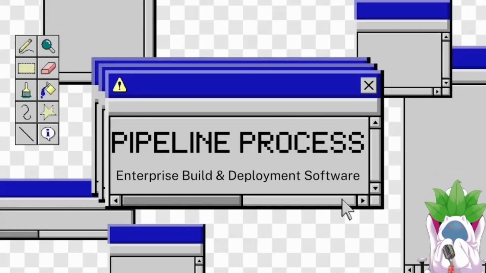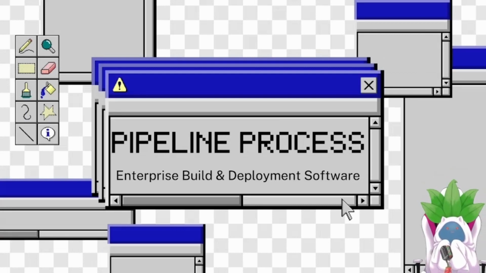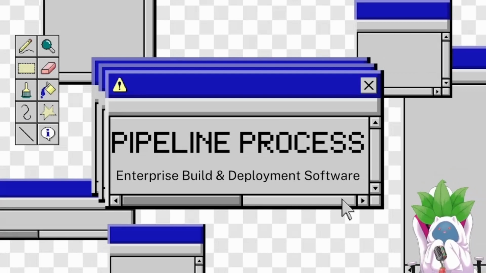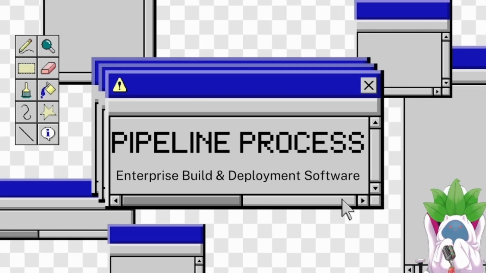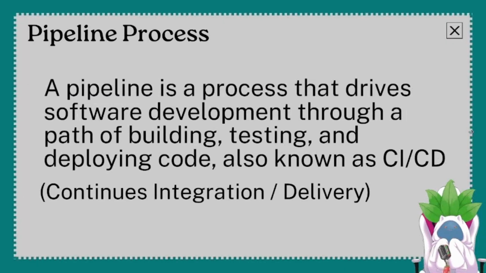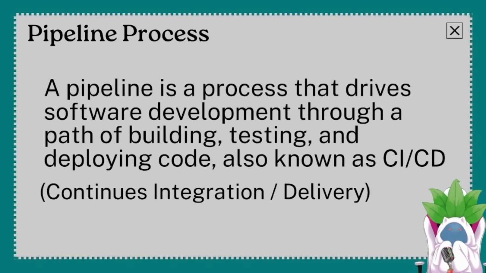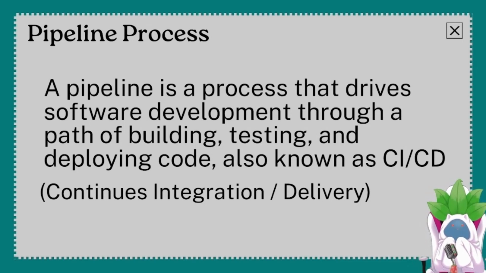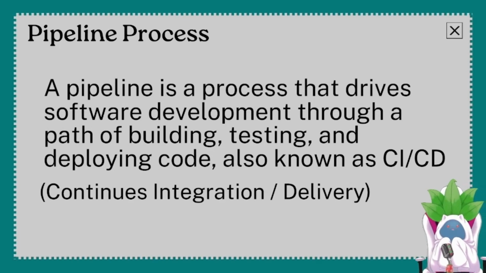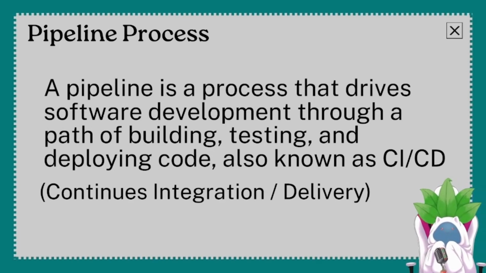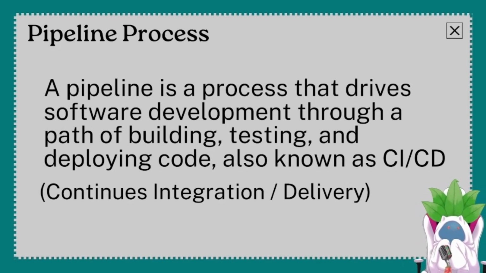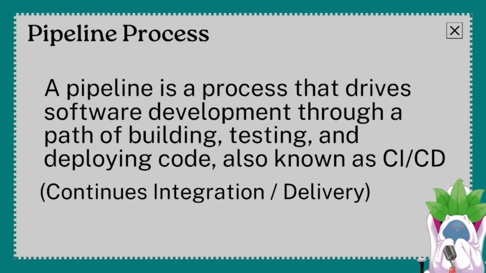Next will be the pipeline process, which is commonly used or mostly used in enterprise build and deployment software. So before we see the process concept, let us define first the pipeline. A pipeline is a process that drives software development through a path of building, testing, and deploying code. This is also known as continuous integration or continuous delivery.